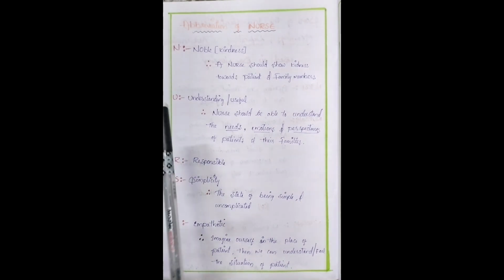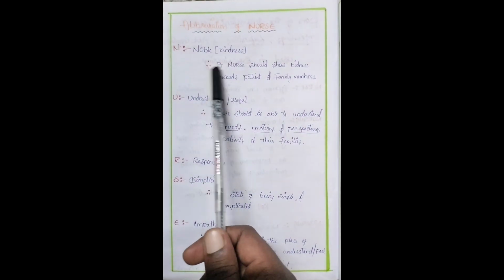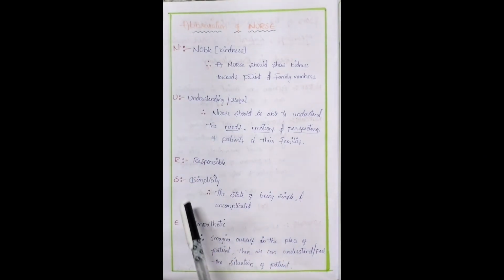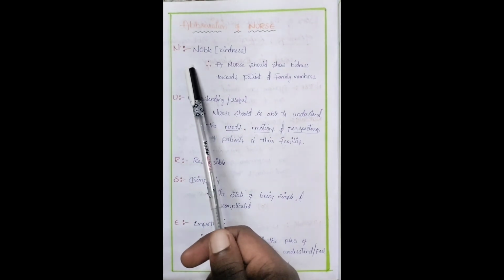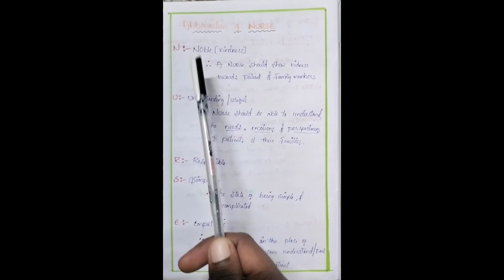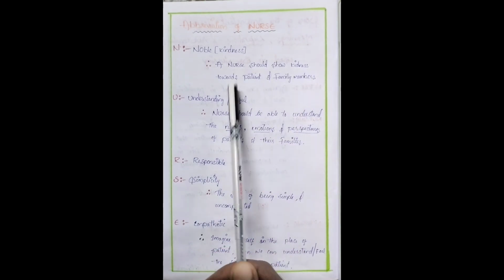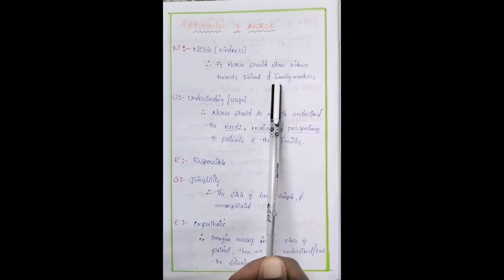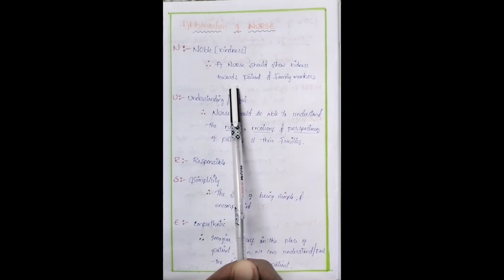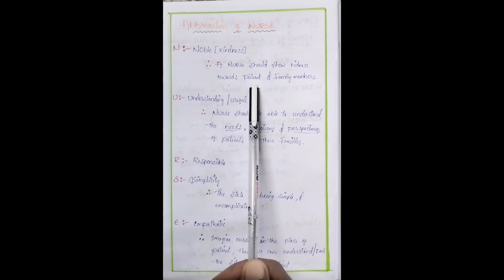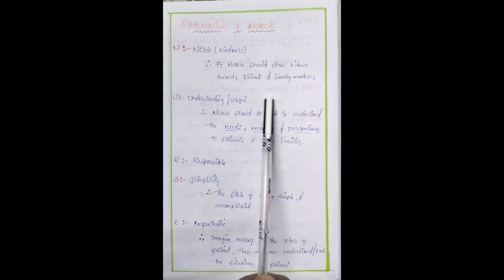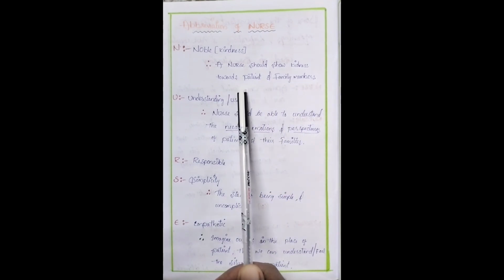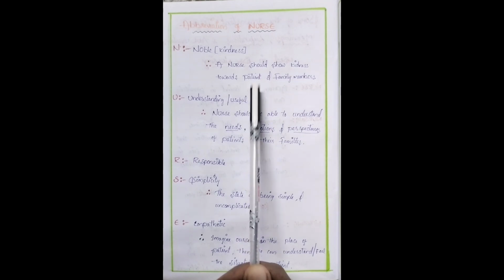Next, what is the abbreviation of nurse? N-U-R-S-E. First, N means noble. Noble means kindness. A nurse should show kindness towards the patient and family members. While providing care to the patients, the nurse should talk with the patient or family members in a polite manner, showing kindness towards them.